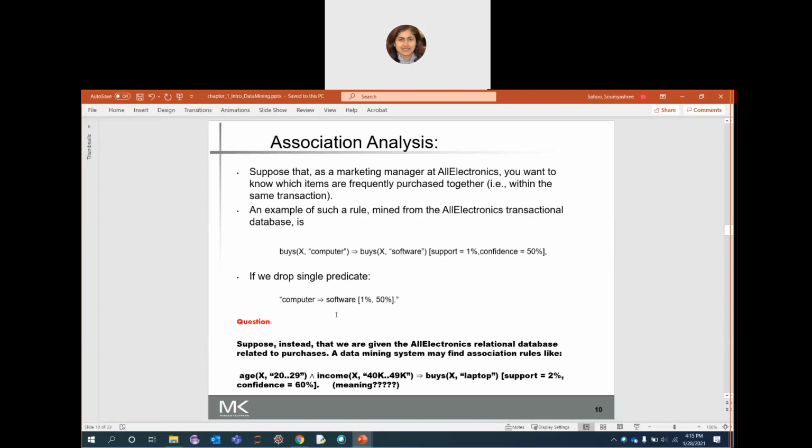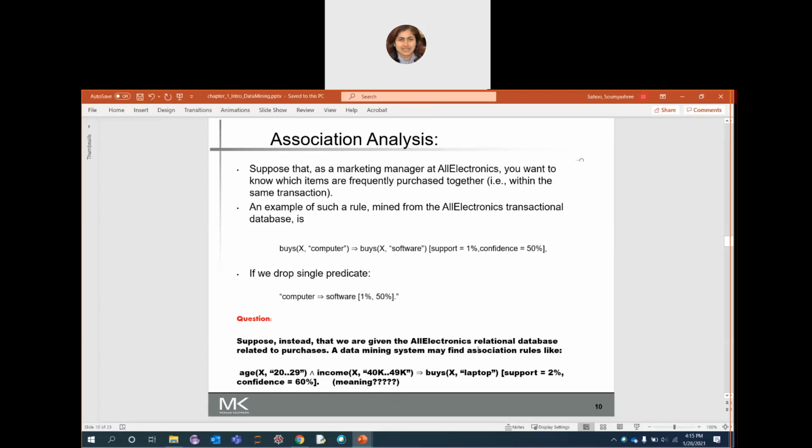If we drop the single predicate, that is the X, then the association rule becomes like this, with 1% support and 50% confidence. There is another example at the bottom. Let's say the association rule is in this format, with support 2% and confidence 60%. It is basically similar, but we have two conditions rather than one. So what does it mean?